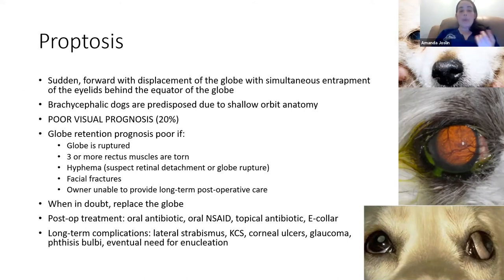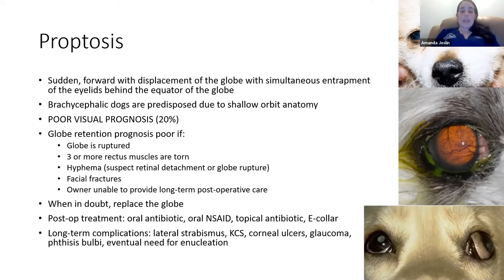I do about 3 weeks of an oral antibiotic, typically cephalexin, Clavamox, or cefpodoxime, and an oral NSAID if they're a good candidate; I usually go for carprofen. When I replace a proptosis, I do a lateral canthotomy to open it up, but then I usually do 2 horizontal mattress sutures. With that, we still have the medial canthal area open, so we still consider using a topical antibiotic, even if it's not ulcerated.